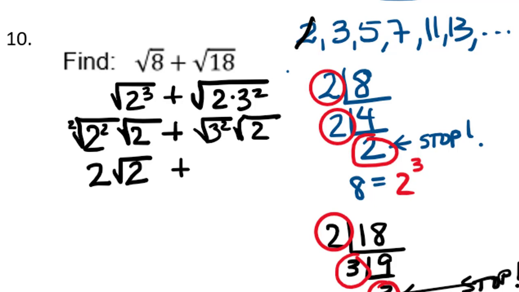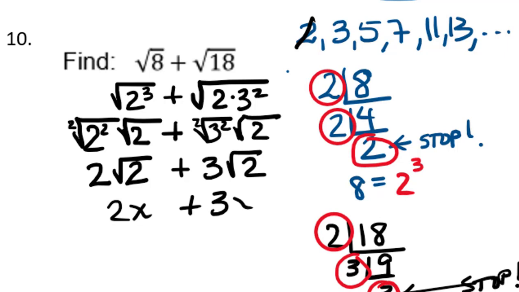Plus the square root of 3 squared, well again, the power 2 divided by the index 2 leaves 3 to the 1st power, just 3. And then we have the square root of 2. Now we have like radicals, so all we have to do is just like adding 2x plus 3x. We can add the coefficients and get 5x. But in this case, we're not adding 2x and 3x, we're adding 2 root 2 and 3 root 2, and we're going to get 5 square roots of 2.